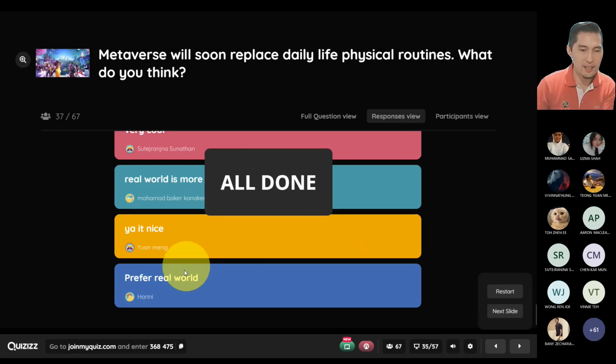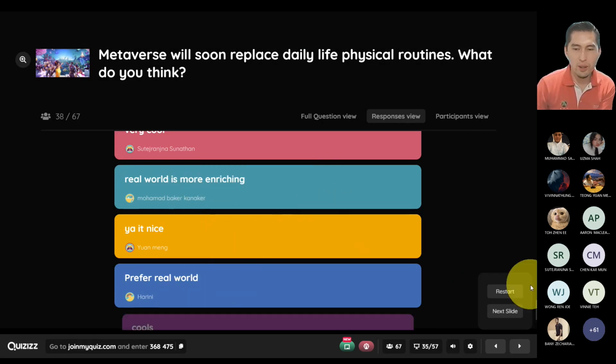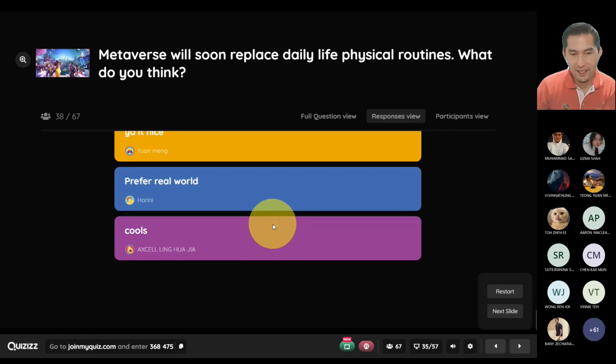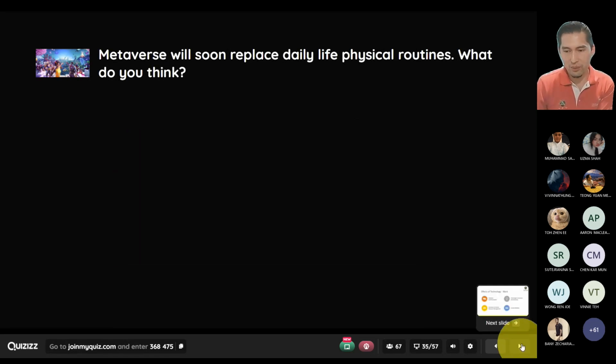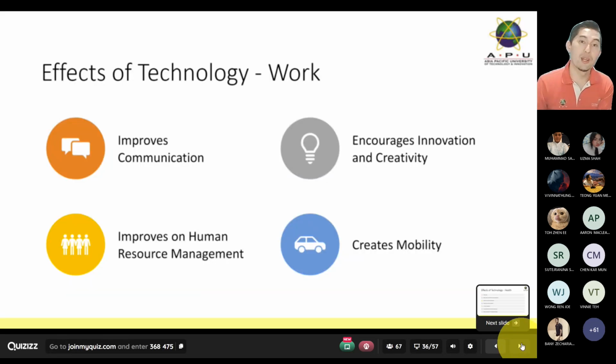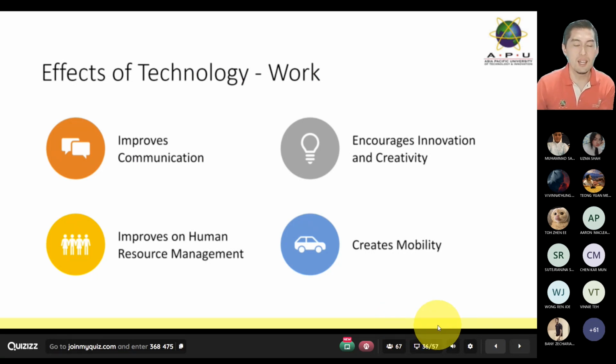Real world is more, yeah, it's nice. Prefer the real world. Real world is more enriching. So again, it really depends on what angle and perspective we are looking at it in terms of that.